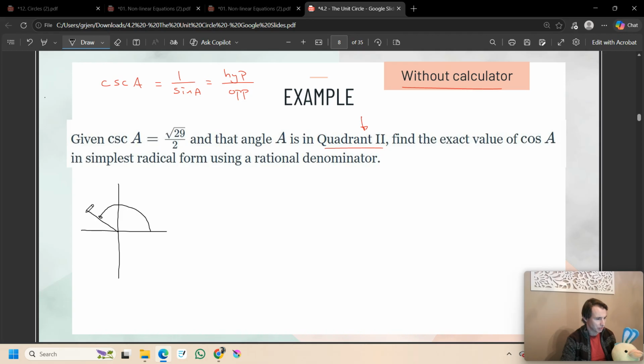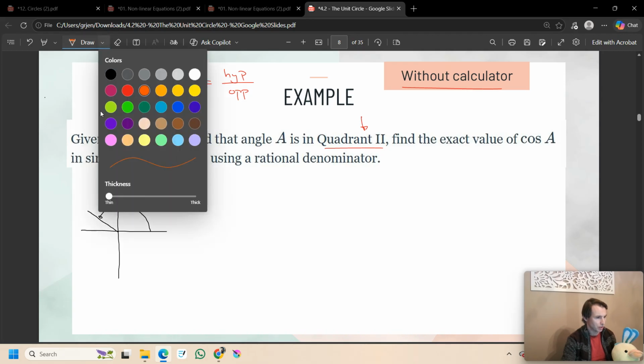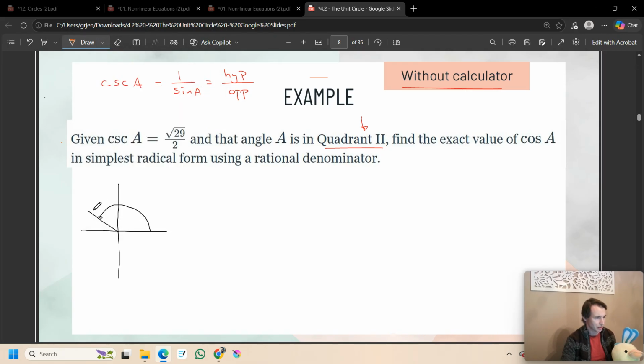And then here's the things we know. We know that this is root 29 because that's the hypotenuse, and that the height of that is 2. All right, and then what's this? Oh, we don't know yet. Call that A for adjacent. We're going to need the adjacent to find cosine of A in the simplest radical form.